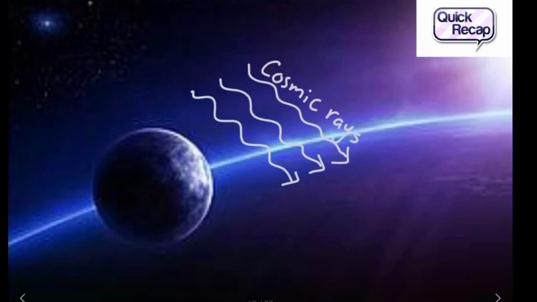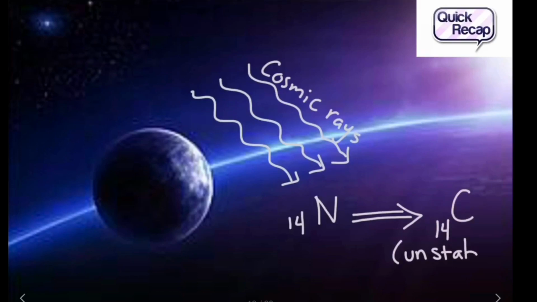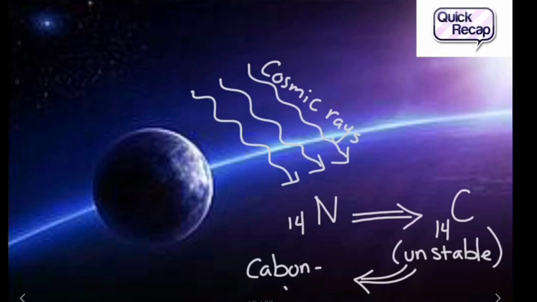Alright, we're just going to do a quick recap. Remember that carbon-14 was made from cosmic rays. When cosmic rays hit nitrogen-14, it becomes carbon-14, which is unstable, the radioactive isotope of carbon. And this is what we're going to be using to determine their absolute age.